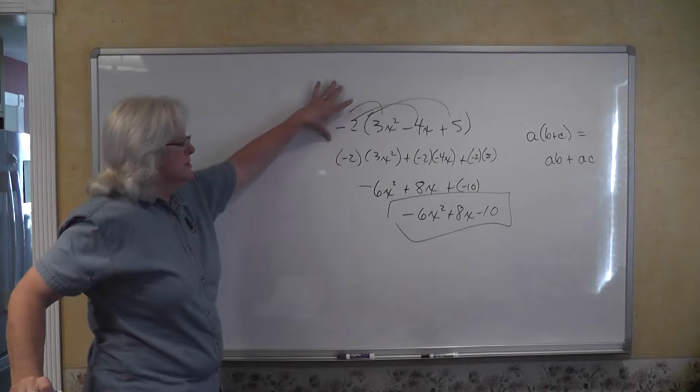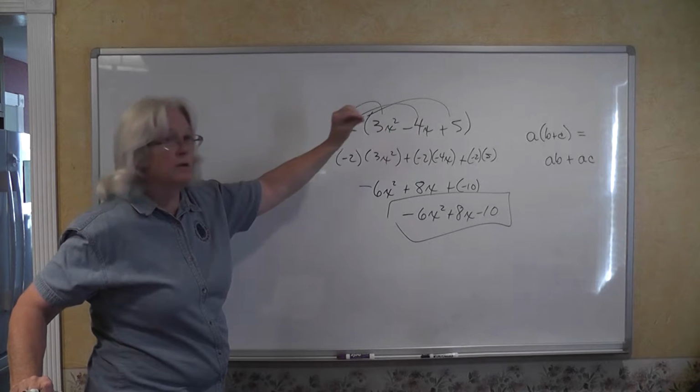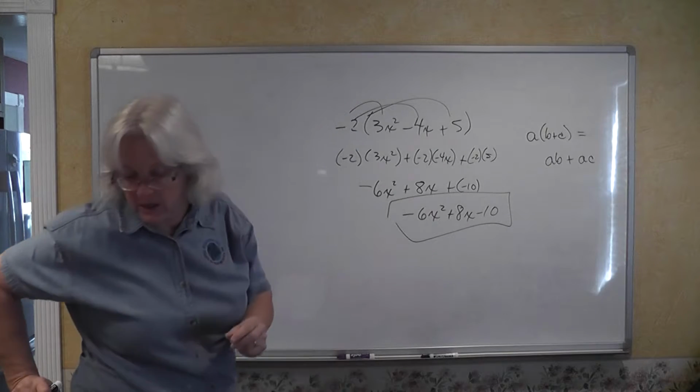is the solution to negative 2 times the quantity 3x squared minus 4x plus 5.